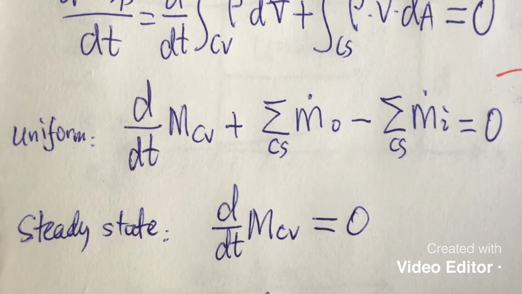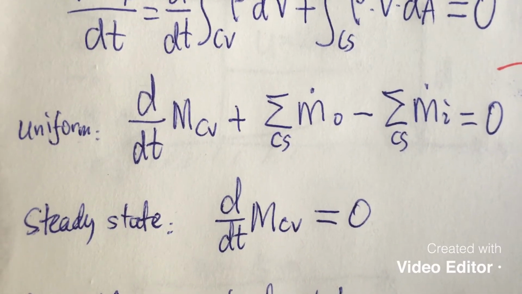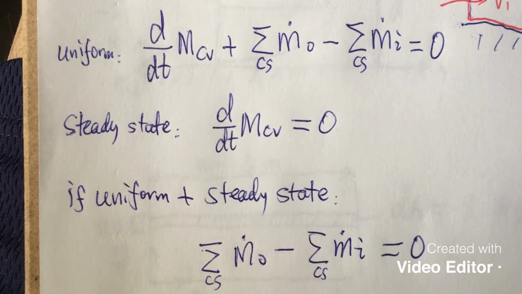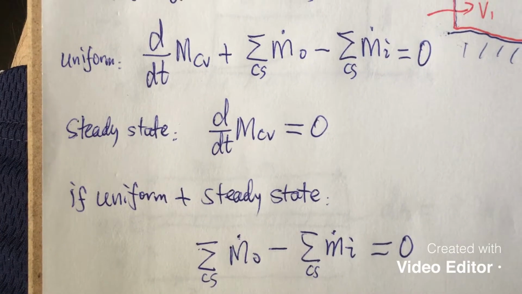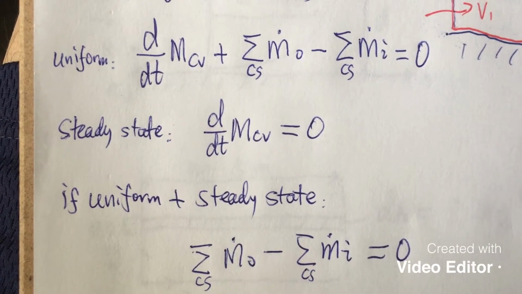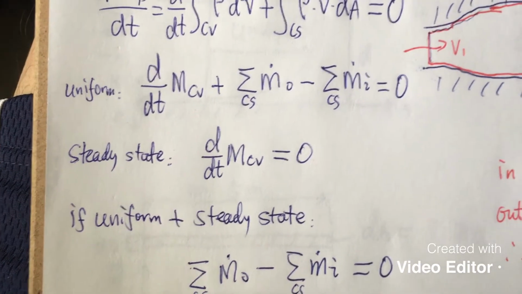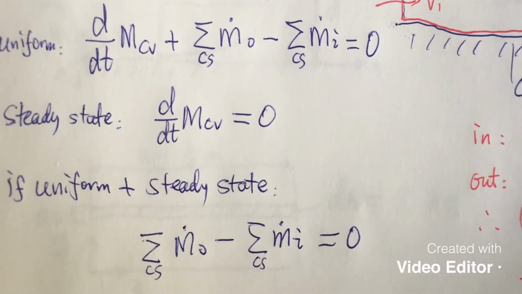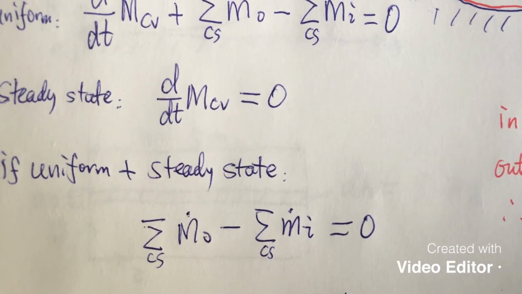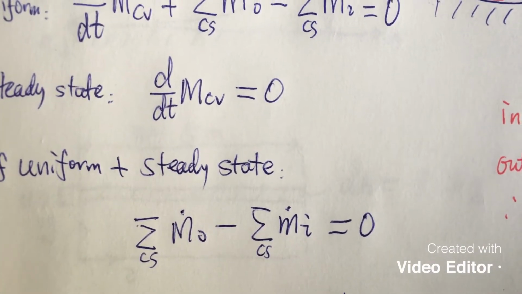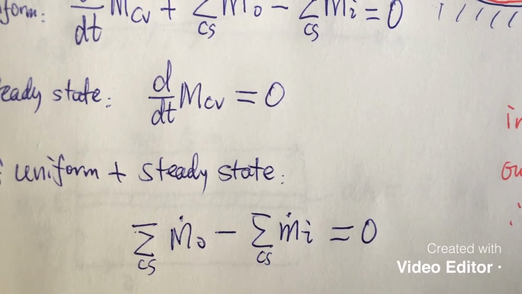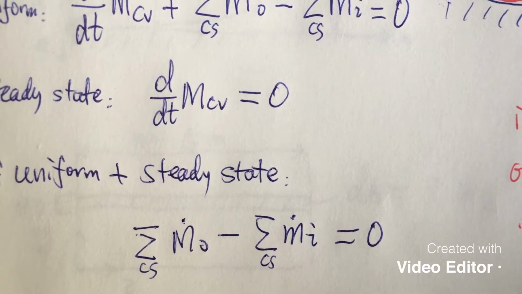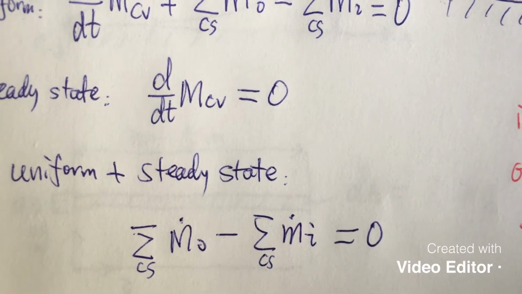So if the flow is uniform in a steady state, then the equation reduces to this. Because the time derivative is gone, steady state, and the surface integration is gone because of the uniform flow. So it becomes a very simple form. Mass flow rate out minus mass flow rate in equals 0, which means mass flow rate in equals mass flow rate out, which makes sense, right?